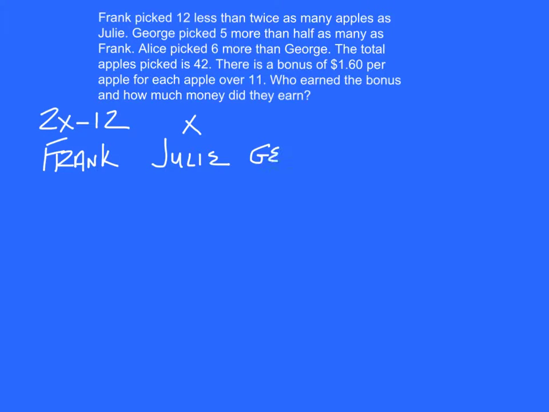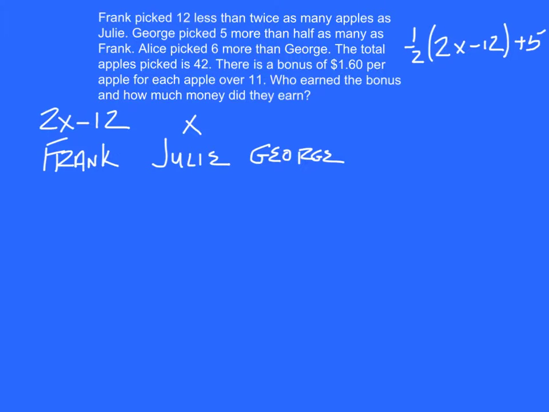George is next. So for George, he picked 5 more than half as many as Frank. So here's Frank, 2x minus 12. What should I do to 2x minus 12 before I do anything else? Parentheses, put parentheses around it. And 5 more than means what? Add 5, and where do I put the plus 5? Outside the parentheses, and on which side? On the right side. Half as many as Frank. What should I do now? Times by 1/2.